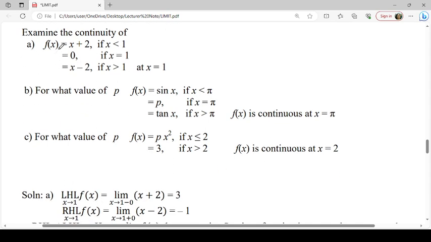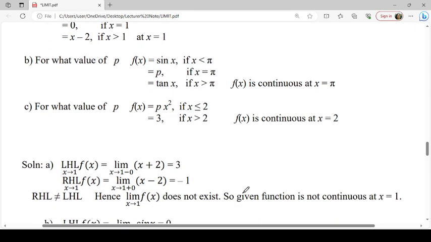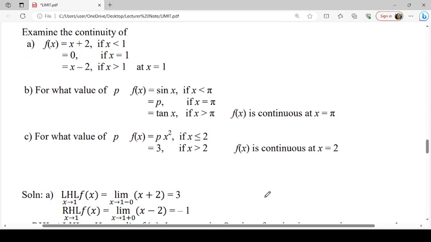So at x equal to 1 we need to check continuity. To the left side of 1 it is a different function, to the right side it is a different function. So x tends to 1 from the right side this limit is 3, from the left side it is 1 minus 2, it is minus 1, so they are different. Right hand limit is different from left hand limit, so the limit doesn't exist, which means it is not continuous.